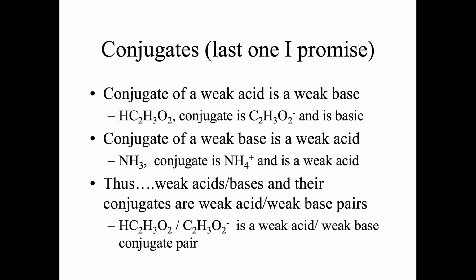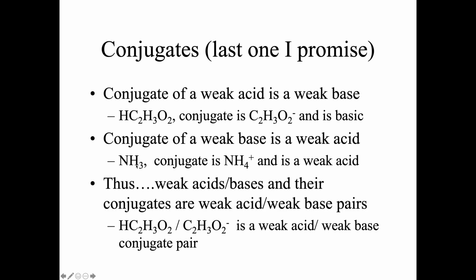All right, so this is the last slide on conjugates. Interestingly, though, the conjugate of a weak acid is a weak base. For acetic acid, we just did this. Its conjugate would be this. Remember, since it's a weak acid, the reaction that's forming this is also going the other way. So this is donating a proton, and this is going to pick one back up and go the other direction. So this is basic. The conjugate of a weak acid is a weak base.